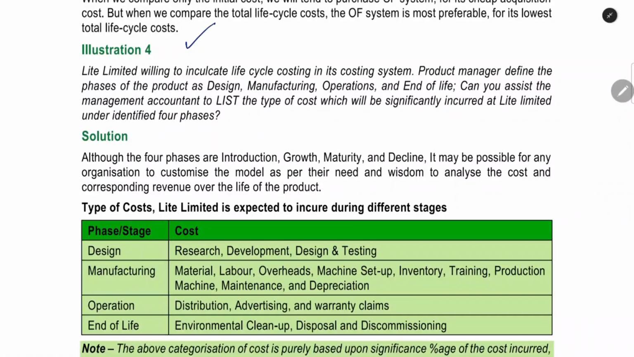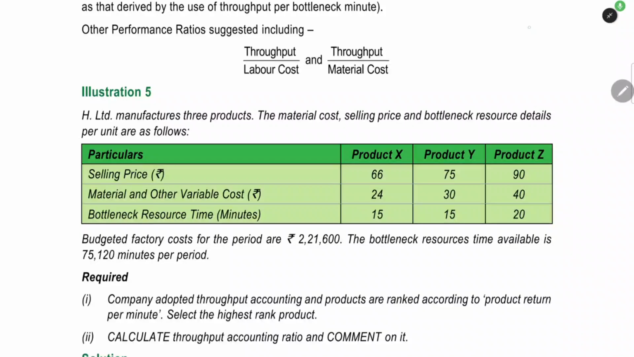You can read this on your own. Since we are covering only the practical part in this video, I am ignoring this question. Now we can move to illustration number 5. Now we are going to see illustration number 5.